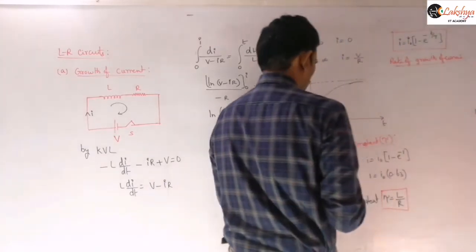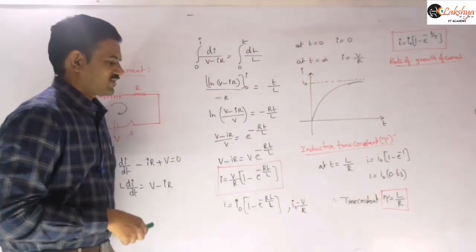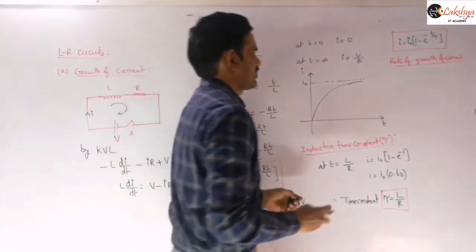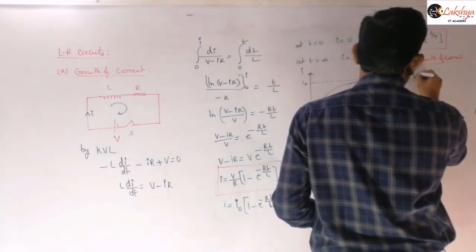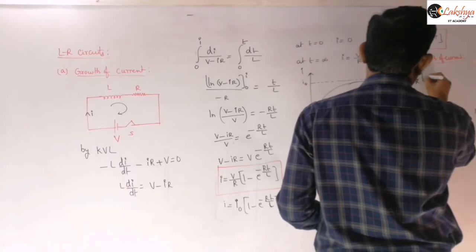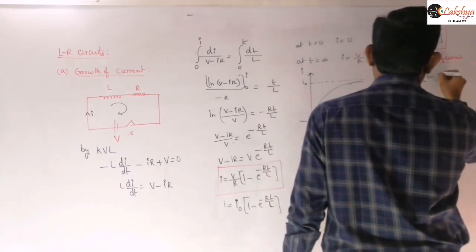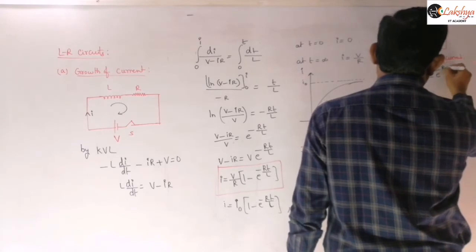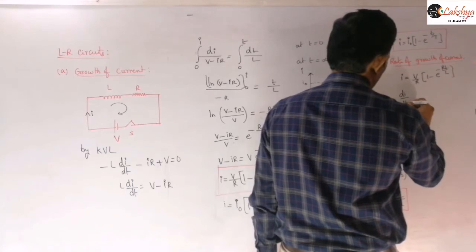So rate of growth of current. Rate of growth of current is nothing but di by dt. So let us differentiate this equation now. I is equal to I naught, that means V by R, into e power minus RT by L. So then let us find this di by dt here.